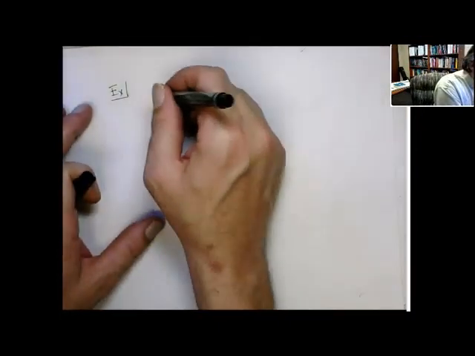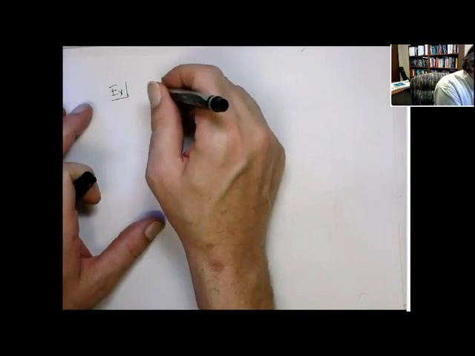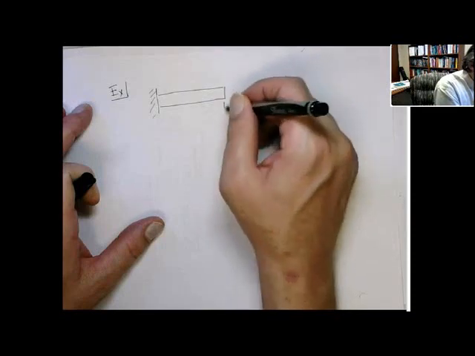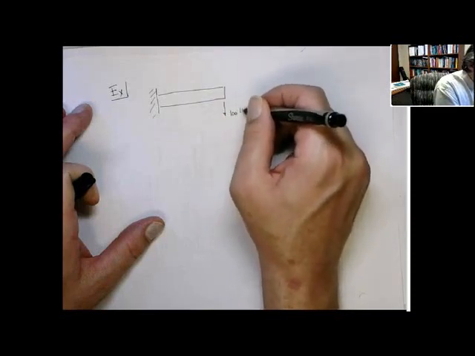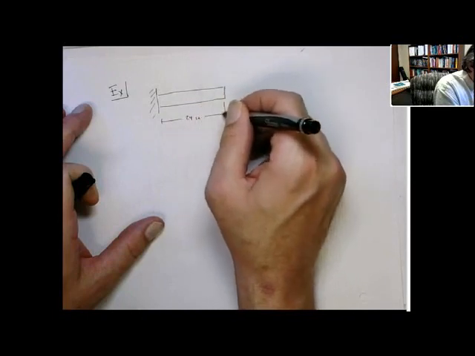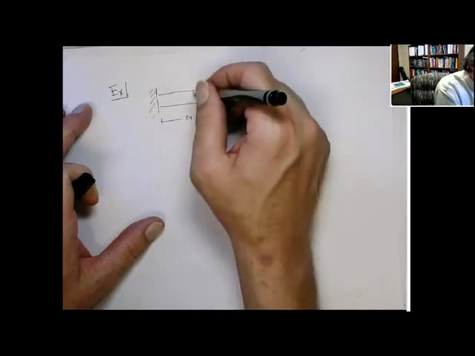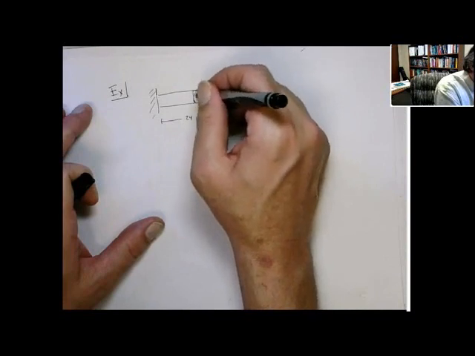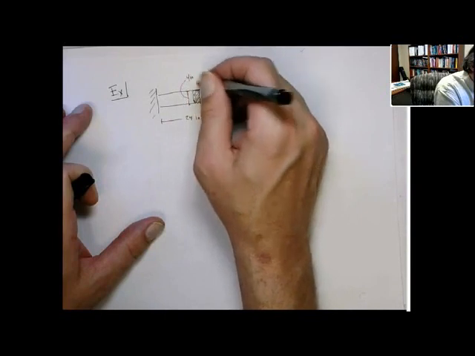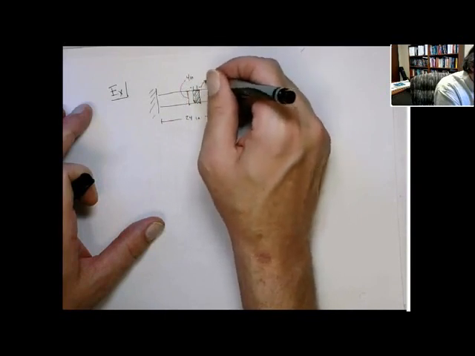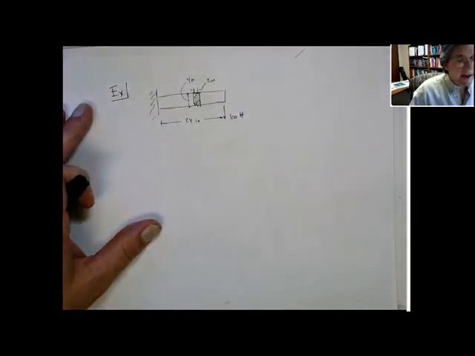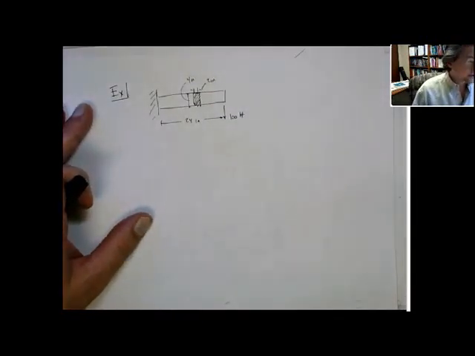So, okay, here's the cantilever beam. All right, let's put 100 pounds on the right side. Let's make the numbers simple. Let's make this 24 inches. It has a cross section, let's say 4 inches high, 2 inches wide. Okay, so that's the cross section. Let's find the maximum bending stress.